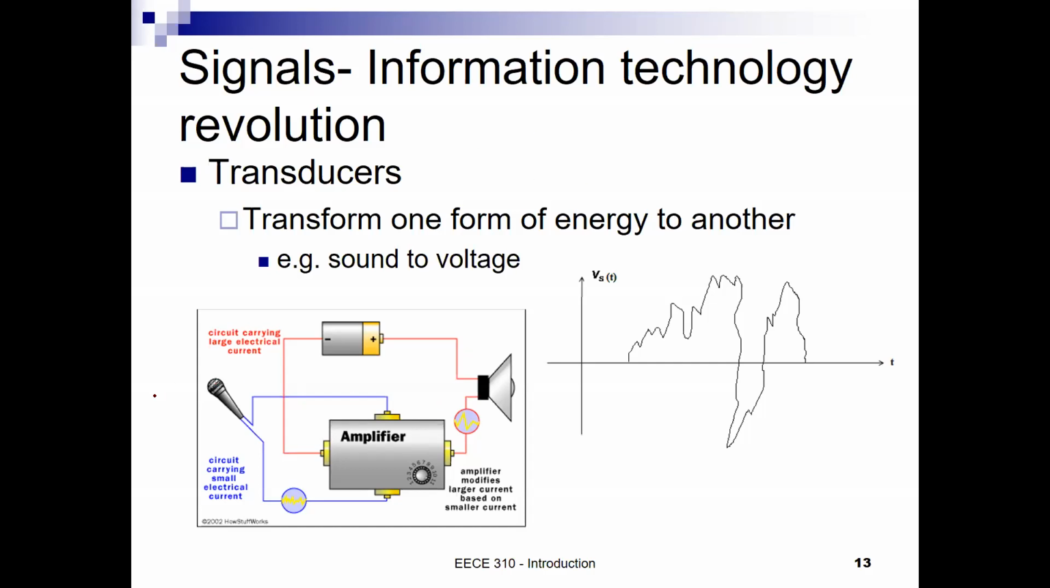So for example, if I am talking into the microphone, the microphone is a transducer that is going to transform my voice, which is the waves in the air, into an electric signal. So it transforms it from one form of energy to another, like the sound to the voltage. And then this small signal, which is a few millivolts, is going to go through an amplifier, which will magnify it.